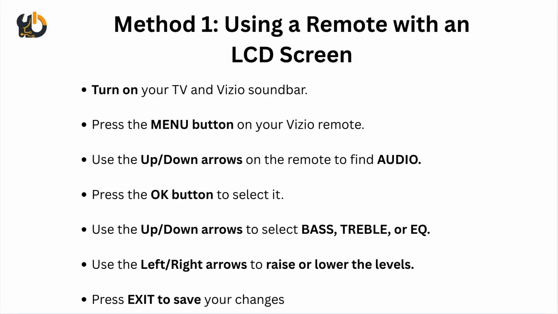Turn on your TV and Vizio Soundbar. Press the menu button on the Vizio remote. Use the up down arrow on the remote to find audio. Press the OK button to select it. Use the up and down arrow to select bass, treble or EQ. Use the left right arrow to raise or lower the level. Press exit to save your changes.